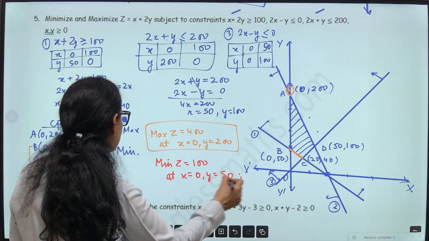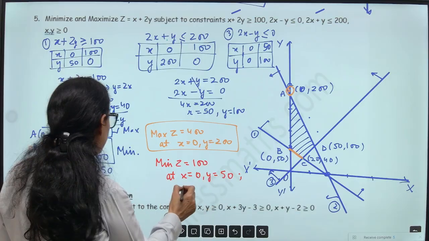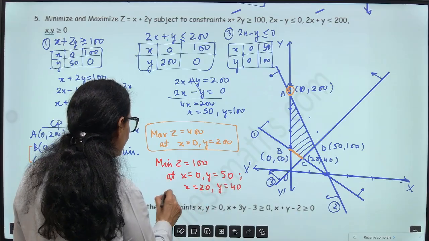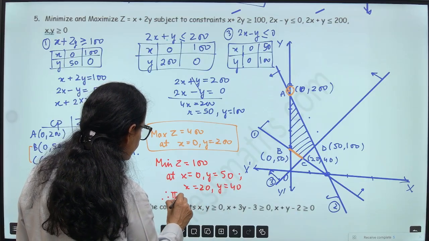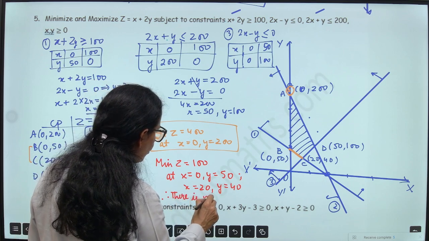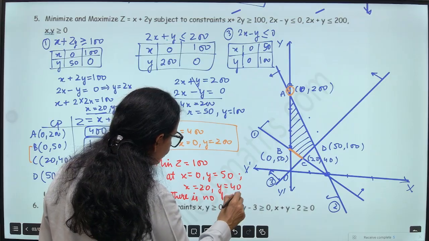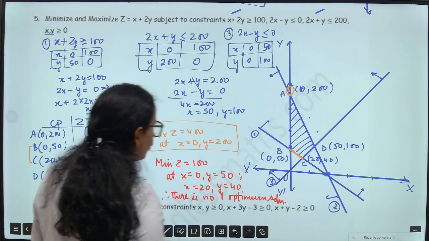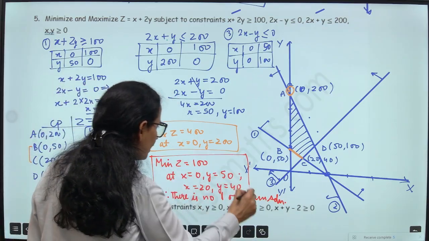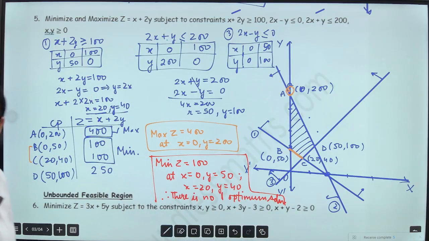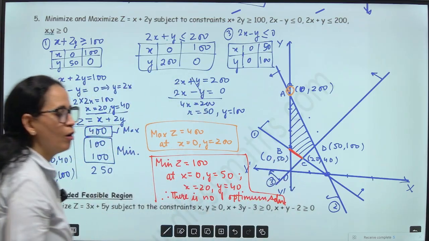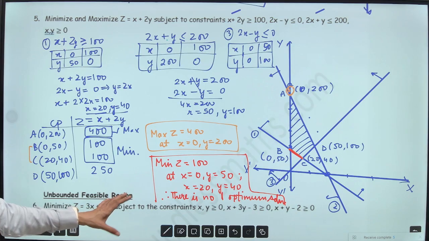At x is equal to 0, y is 50, and it is also at x is equal to 20 and y is equal to 40. So therefore, there is no one optimum solution. There are more than one solutions to minimize this objective function, right? All the points on this part of the graph BC are all solutions for this objective function. They are all going to minimize the objective function.